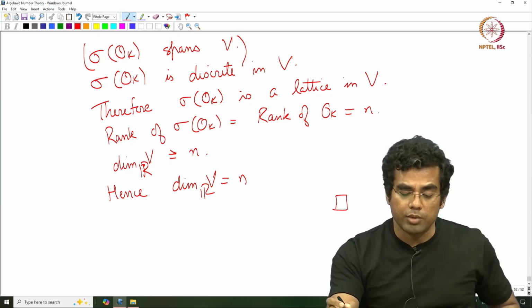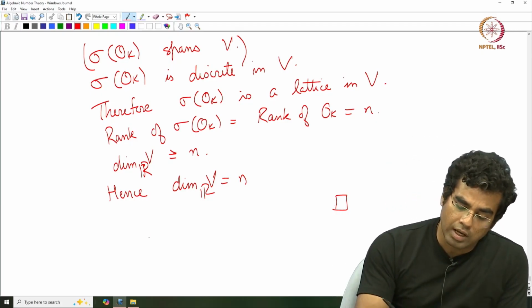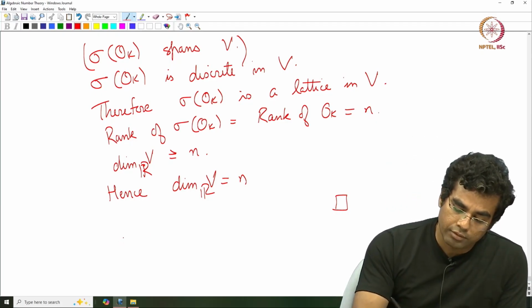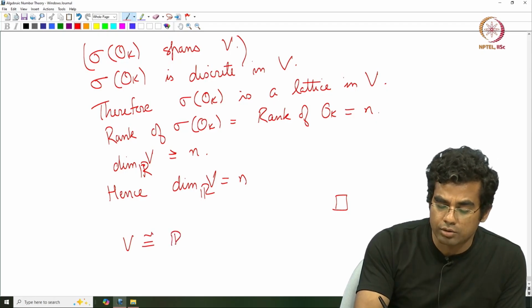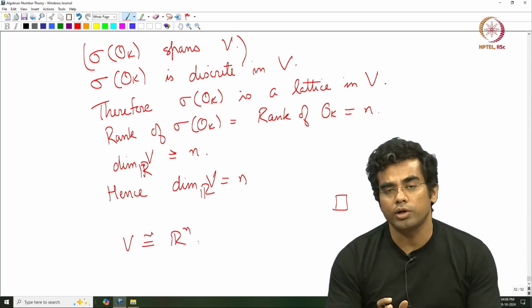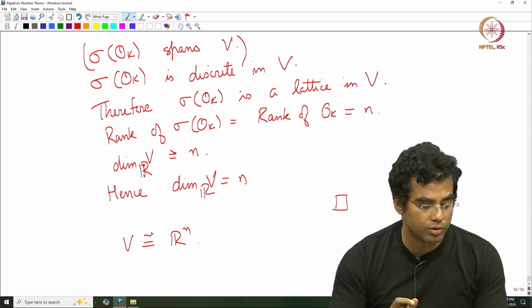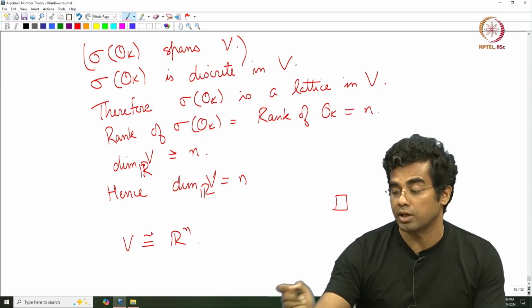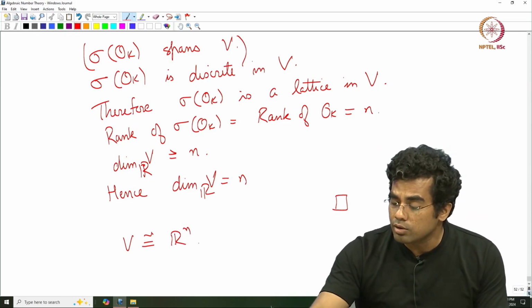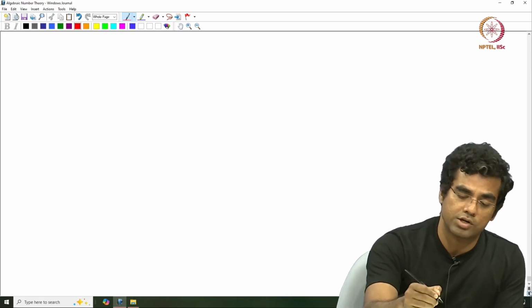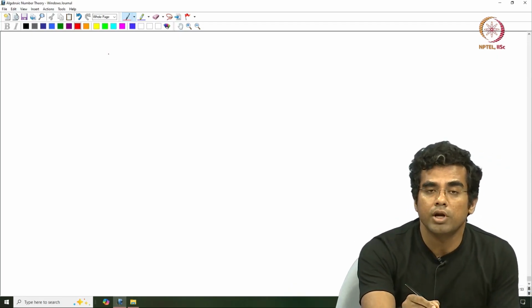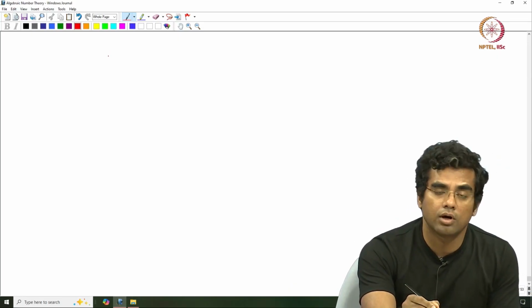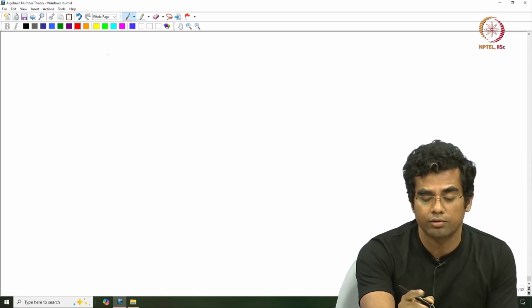Now, what does that tell me? It tells me that V is isomorphic to R to the n. I am not going to choose this isomorphism, I just want to notice that there is an isomorphism like this. And now, we are in a position to ask this question, because now we have not made any choices except the ordering of the embeddings.